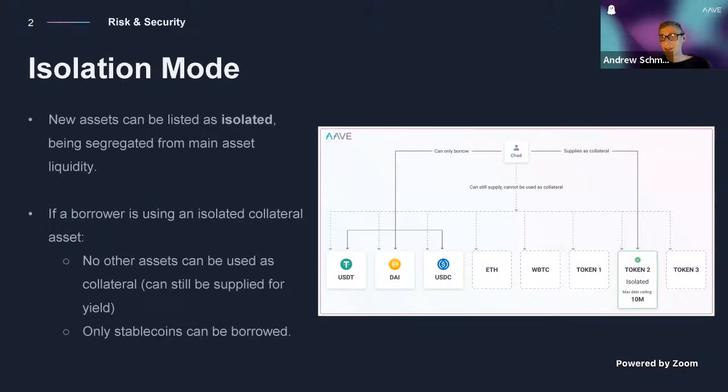And then next we have isolation mode. So this is particularly useful for new asset listings. When an asset is listed in isolation mode, essentially it can only be used as a collateral by itself and it can only be used to borrow stablecoins against it. And what this does is it basically allows the protocol to take the risk of listing this asset and isolate it to only these certain asset pairs. So it has a much minimized risk impact on the protocol as a whole.